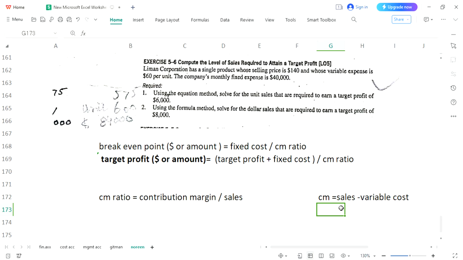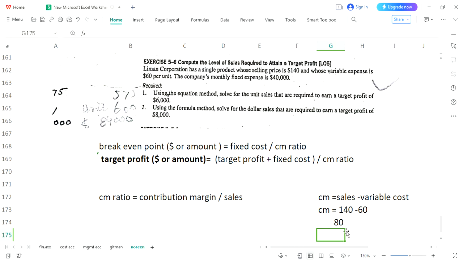CM is equal to 140 would be the sale price, and you will subtract what? Variable cost. Come over here, variable expense is 60. So you will be putting over here. Now just put these amounts on calculator. 140 minus 60. This is CM which we have already calculated in first part of the question as well.